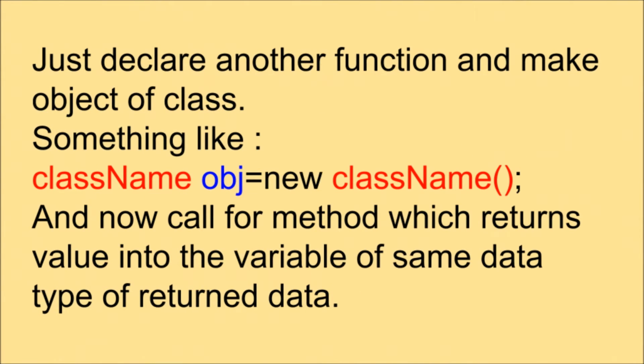The answer is as simple as that. Just declare another function and make an object of a class, just like something written here. And now call the method which returns the value into a variable of the same data type as the returned data. Which means if you are returning an integer from the function, then in another function you should call the method in an integer data type.